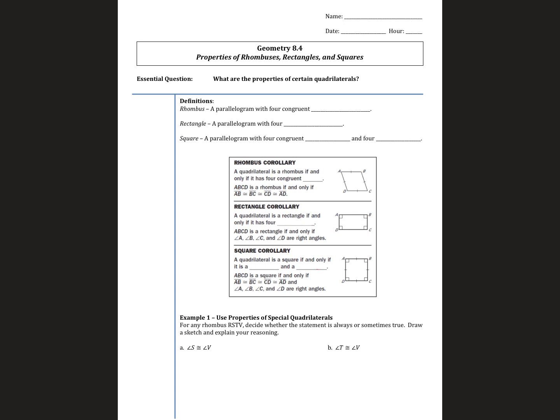We're continuing with Chapter 8, which is mostly about quadrilaterals. We have some new quadrilaterals we're talking about today. We've talked about parallelograms in the past and other types of polygons.